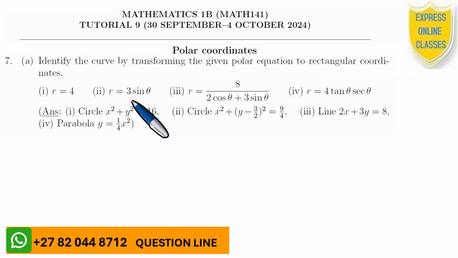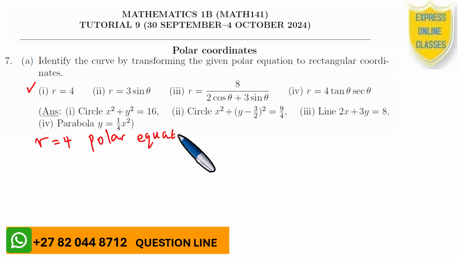Identify the curve by transforming the given polar equation to rectangular coordinates. Now, looking at 7A, you have r equals 4. Given r equals 4, this one here is a polar equation, and this polar equation needs to be transformed into a rectangular equation. And so you need to just remember that r always is the same as the square root of x squared plus y squared equals 4.